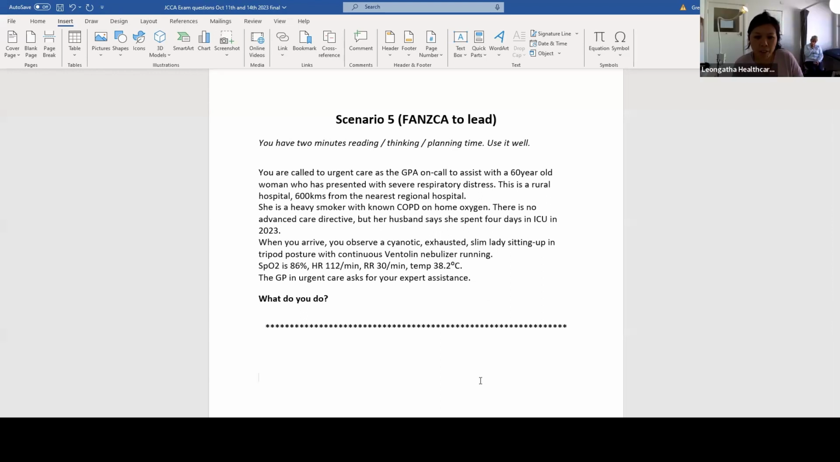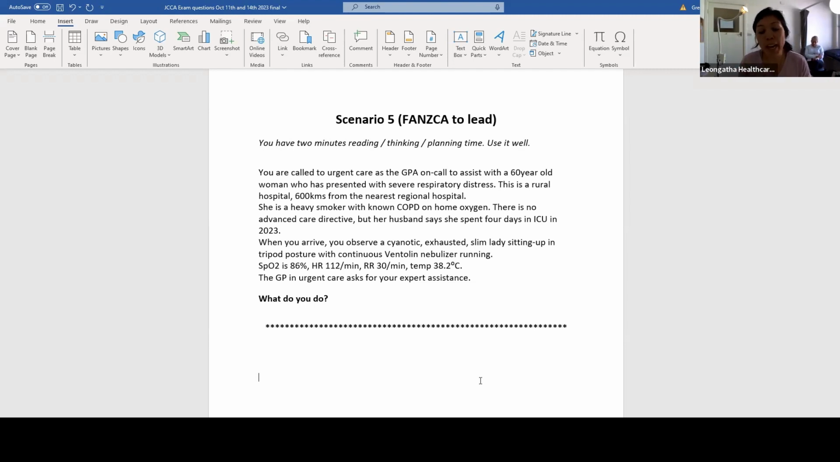How do you go about caring for this patient, or tell me what is going through your mind as you're seeing this patient? Right. So I'd like to get more of a handover from the GP and see what workup they've already done. It just says they're asking for my expert assistance, so I'd be asking, what are you actually wanting me to do? Intubate this woman versus something else.